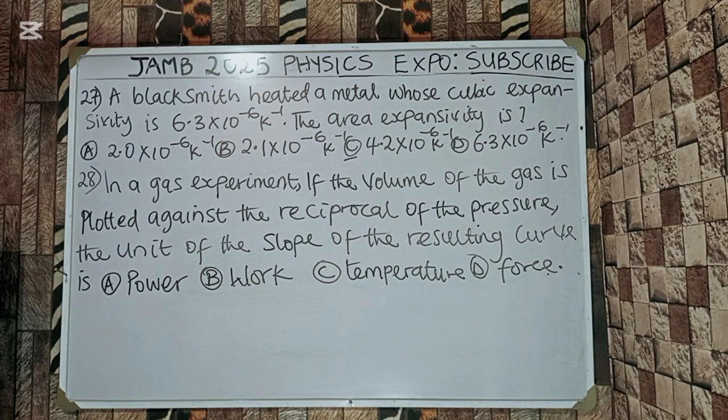Question 28. In a gas experiment, if the volume of the gas is plotted against the reciprocal of the pressure, the units of the slope of the resulting curve is what? We have the following options. Option A is power, option B is work, option C is temperature, option D is force. Now look at it.